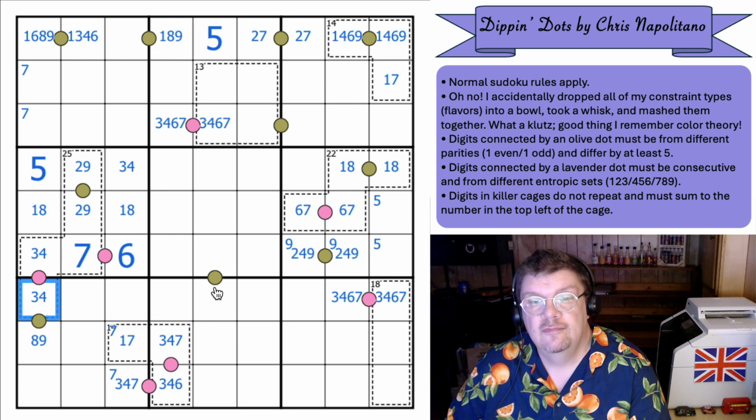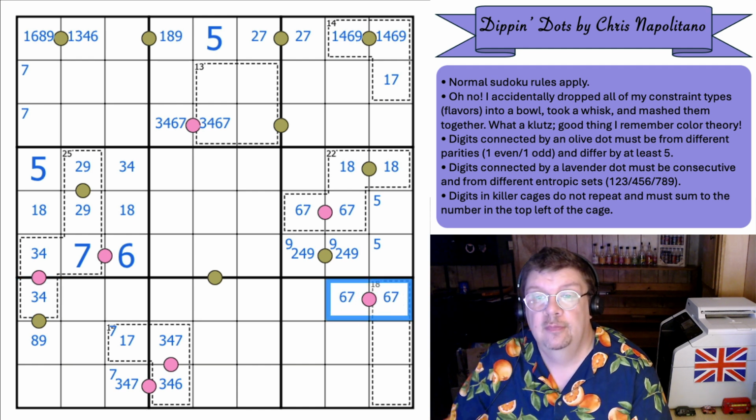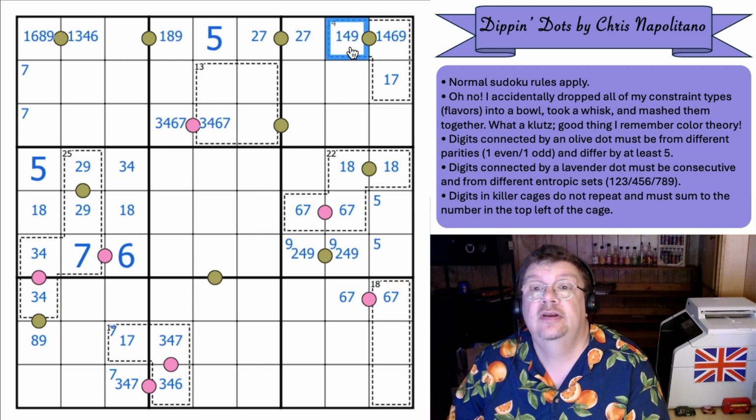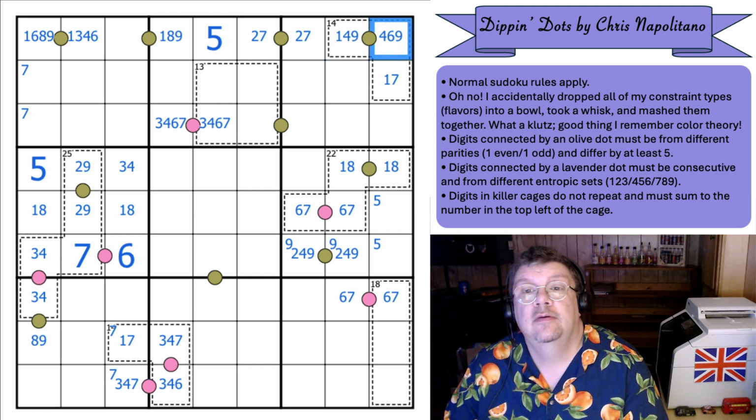Okay, this 3, 4 means that this can't be a 3, 4 pink dot. That's got to be the opposite kind. That's a 6, 7. That gives me a 6, 7 pair in this column, so that's not a 6, meaning that that can't be a 1.